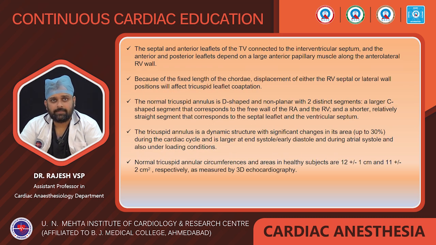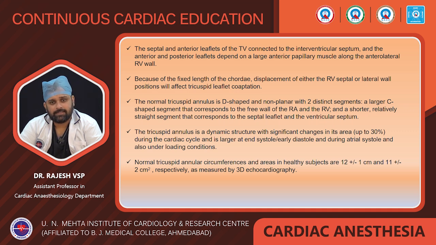The septal and anterior leaflets of the tricuspid valve are connected to the interventricular septum, and the anterior and posterior leaflets depend on a large anterior papillary muscle along the anterolateral RV wall. Because of the fixed length of the chordae, displacement of either the RV septal or lateral wall position will affect tricuspid coaptation. The normal tricuspid annulus is D-shaped and non-planar with 2 segments. One is a C-shaped larger segment that corresponds to the free wall of the RA and RV, and the other a shorter, relatively straight segment that corresponds to the septal leaflet and the ventricular septum.